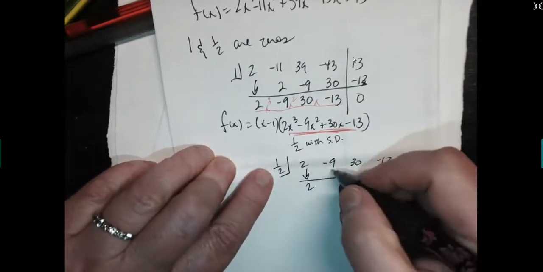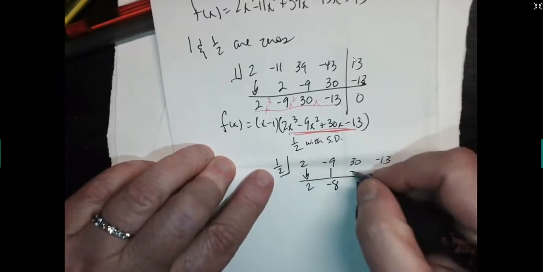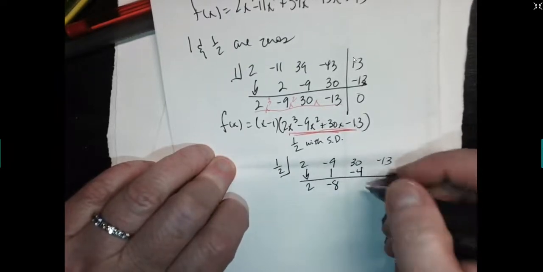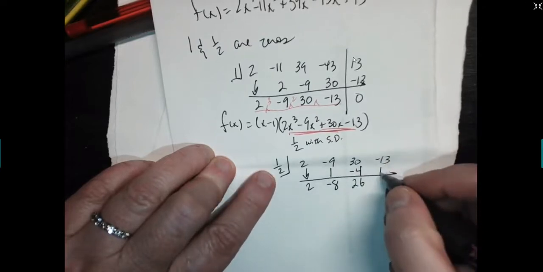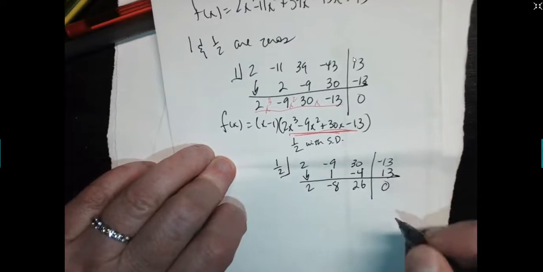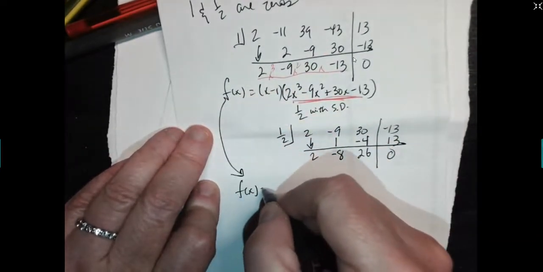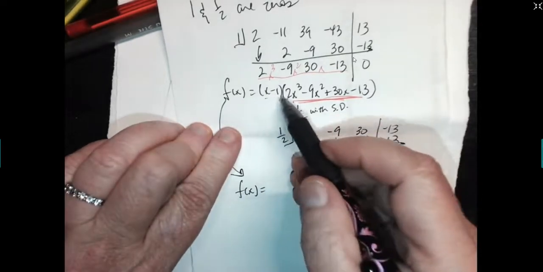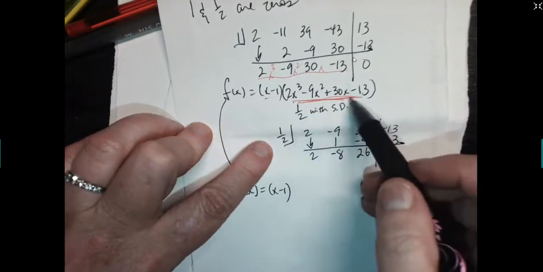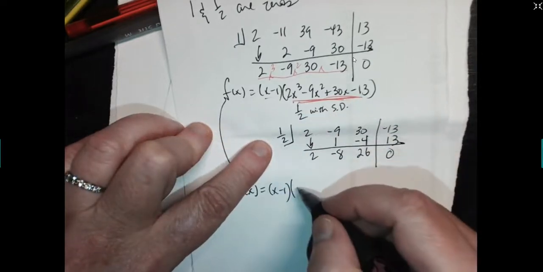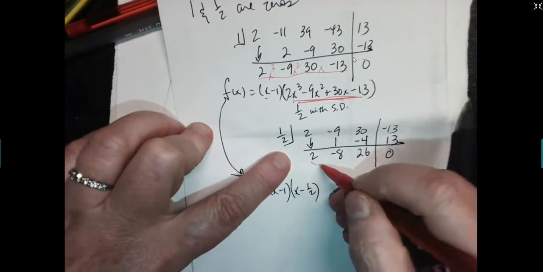Two times 1/2 is 1, and I add and I get -8. -8 times 1/2 is -4, and I add and I'll get 26, and 26 times 1/2 is 13, and I add and I get 0. So now I can rewrite f of x as x minus 1 times x minus the number in the box times the quotient.